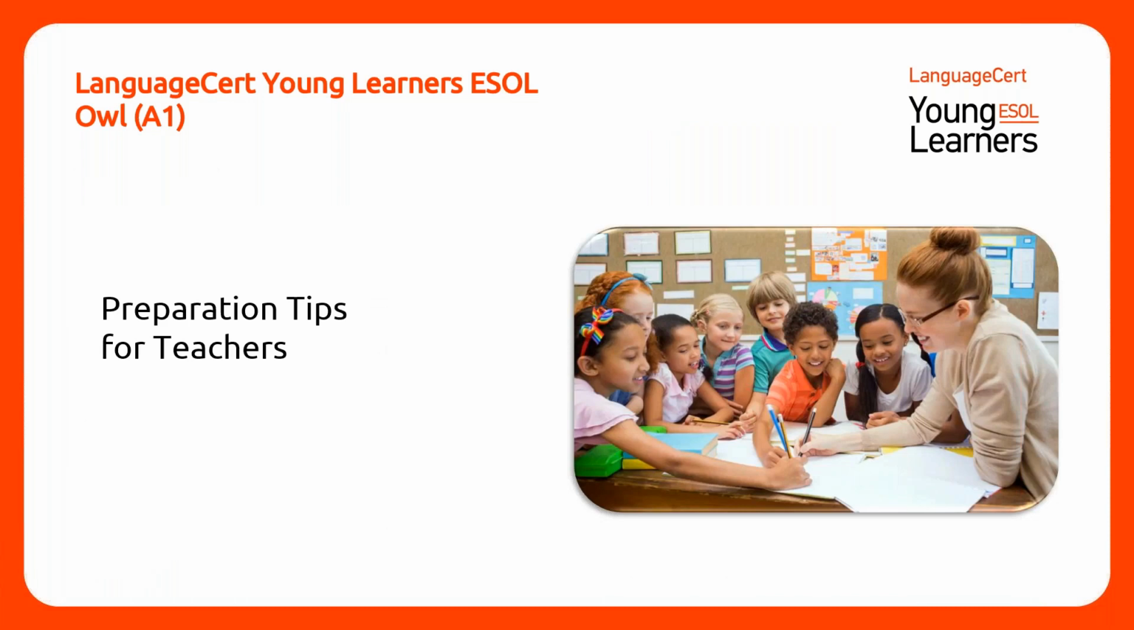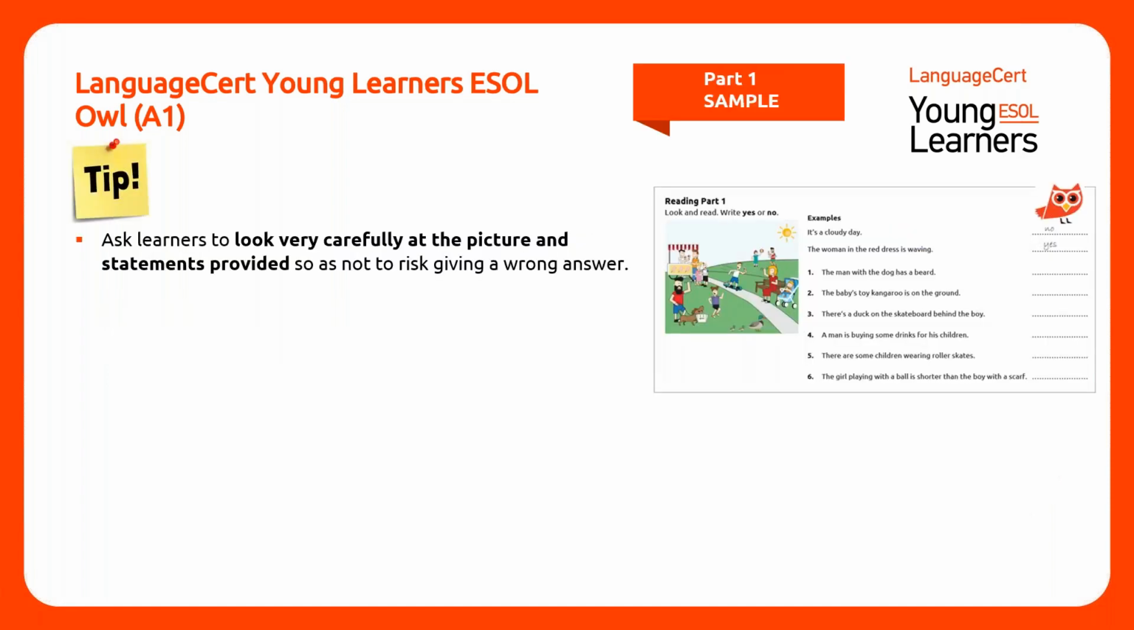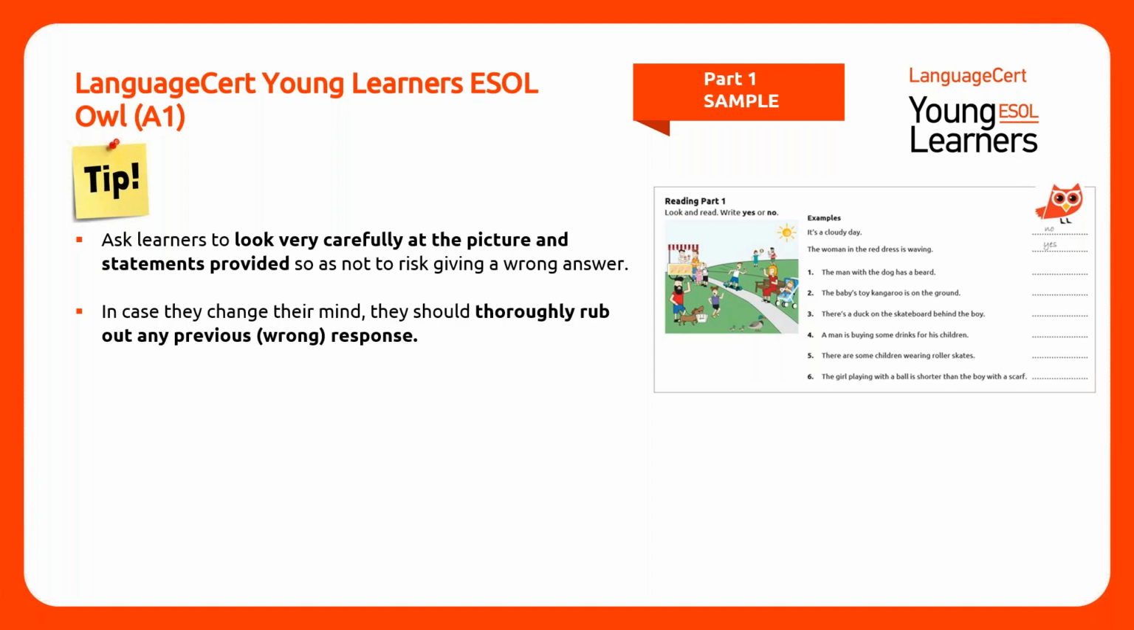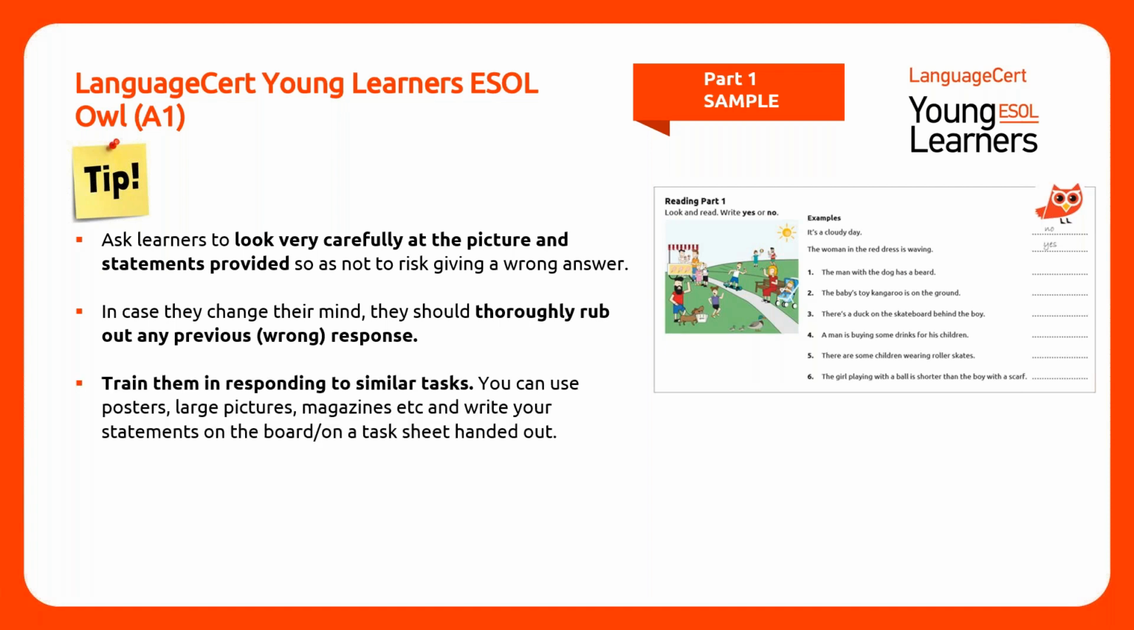And now, a few tips for teachers that should help prepare candidates for their OWL reading exam. Before tackling part 1, ask learners to look very carefully at the picture and statements provided so as not to risk giving a wrong answer. In case they change their mind, they should thoroughly rub out any previous wrong response. Train them in responding to similar tasks. You can use posters, large pictures, magazines, etc., and write your statements on the board or on a task sheet headed out.